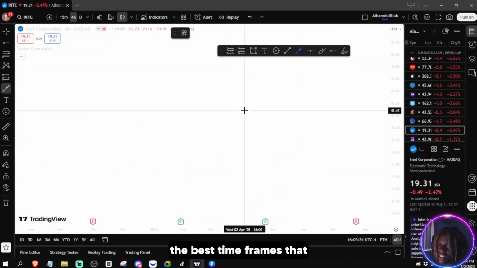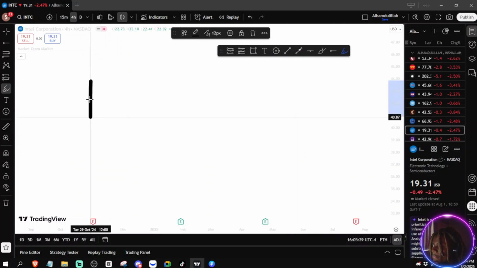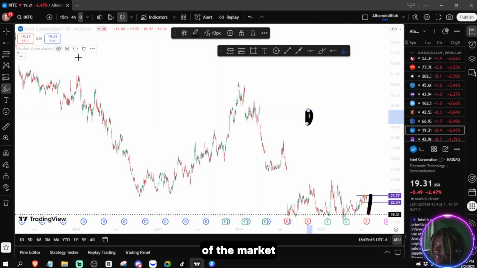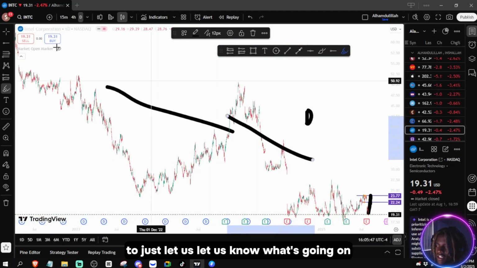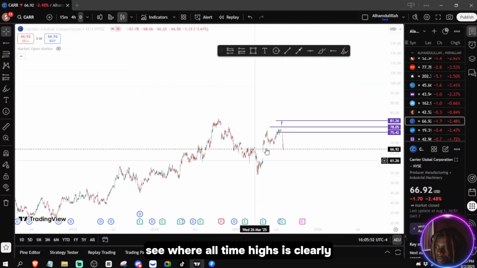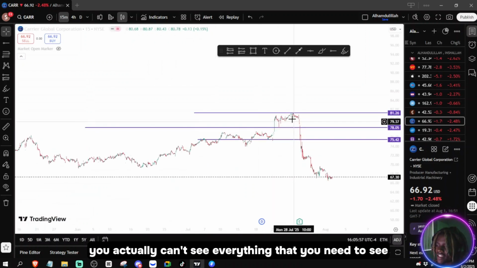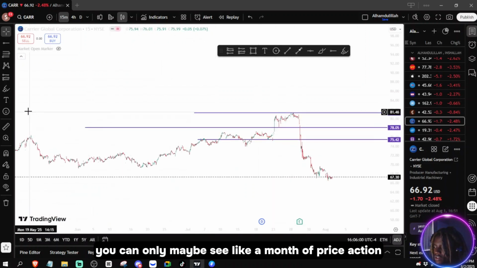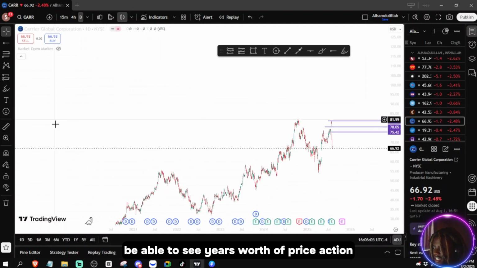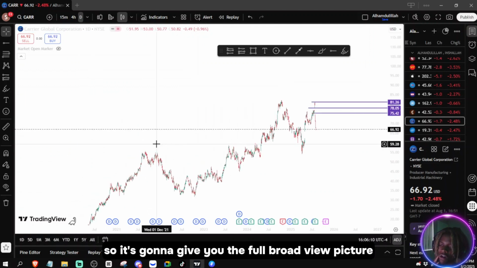The best time frame that I like to use is the daily time frame. We're going to use our daily time frame to give us our overall broad view of the market, to let us know what's going on, see the overall trend of the market, see where all-time highs are clearly. Because if we're locked in on the 15-minute, you can't see everything you need to see on one page. You can only maybe see a month of price action. But on the daily, you're going to be able to see years' worth of price action on one page. You can see it goes all the way back to 2020. So it's going to give you the full broad view picture.